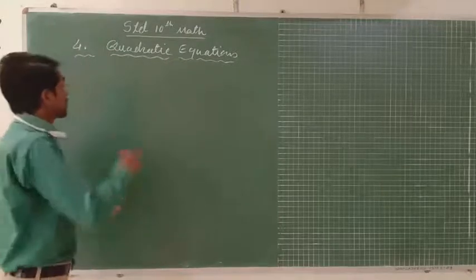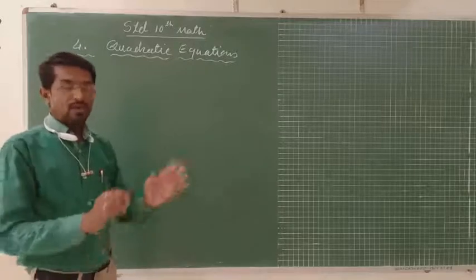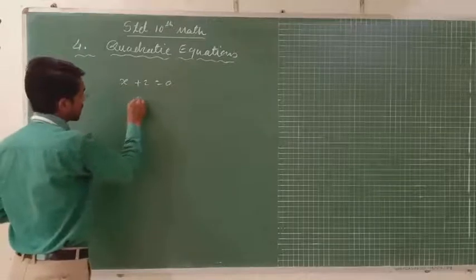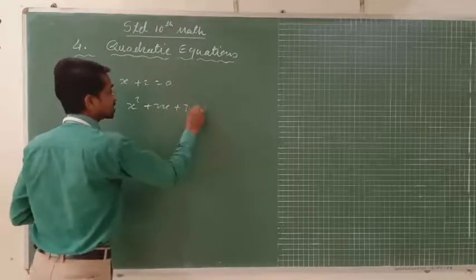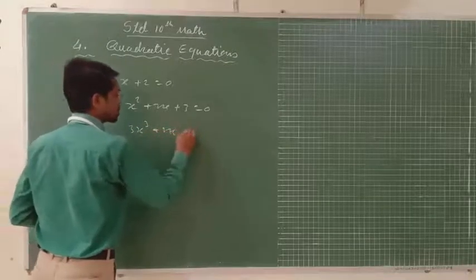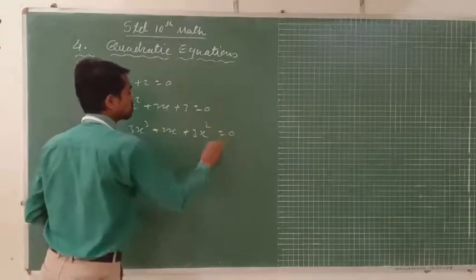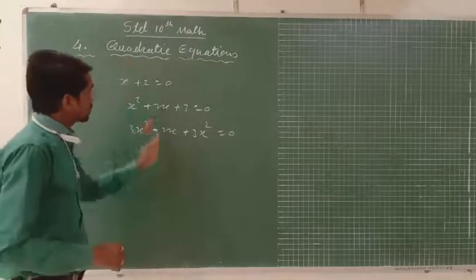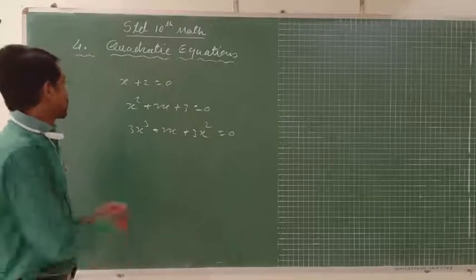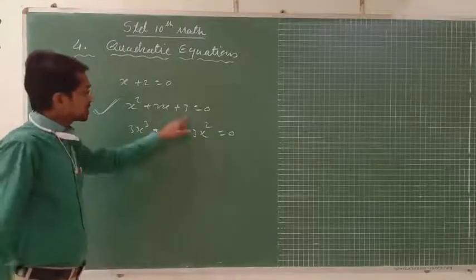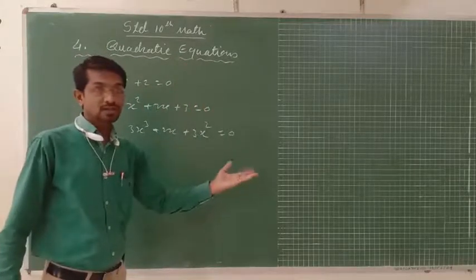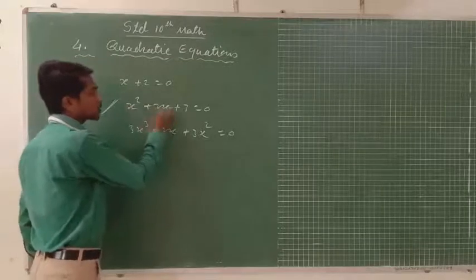The meaning is that if we write any polynomial, suppose x plus 2 is equal to 0. Another polynomial is x square plus 2x plus 3 is equal to 0. Another polynomial is 3x cube plus 2x plus 3x square is equal to 0. These all are polynomials which are equal to what? 0. That is why it is called an equation, because it is equating something.